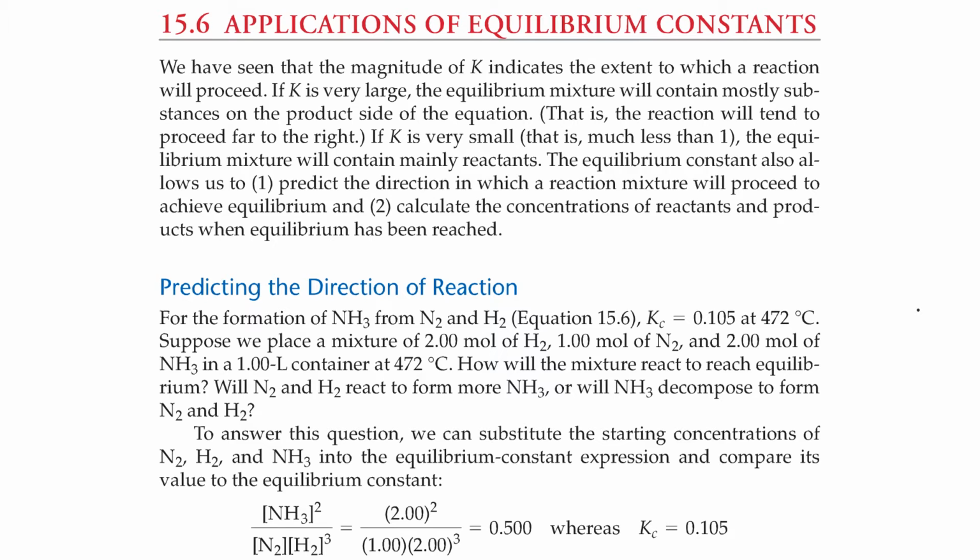Section 15.6, Applications of Equilibrium Constants. We have seen that the magnitude of K indicates the extent to which a reaction will proceed. If K is very large, the equilibrium mixture will contain mostly substances on the product side of the equation. That is, the reaction will tend to proceed far to the right. If K is very small, that is, much less than 1, the equilibrium mixture will contain mainly reactants.